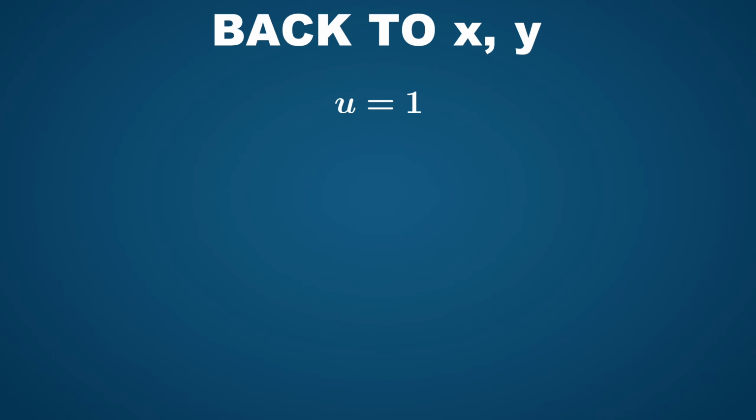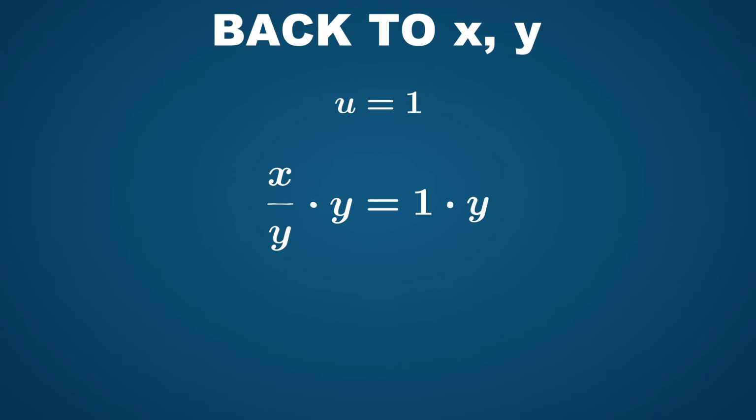We recall the original definition of our substitution variable. We intentionally defined u to equal x divided by y. We substitute the numerical value of 1 back into this definition. We replace u with 1, resulting in the equation 1 is equal to x divided by y. We can read this as x divided by y is equal to 1.